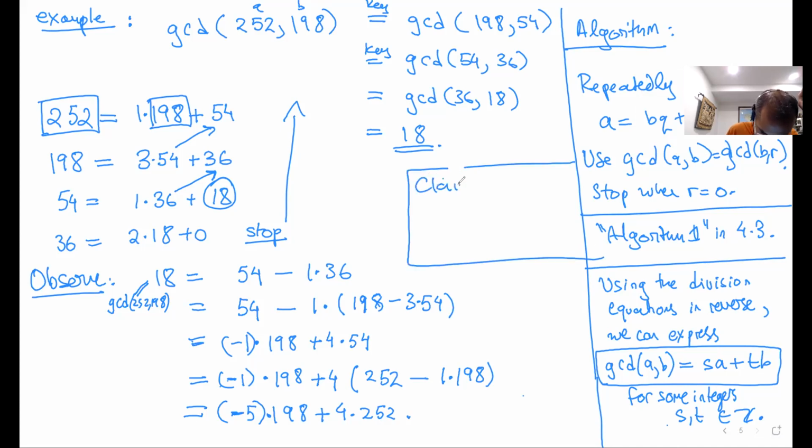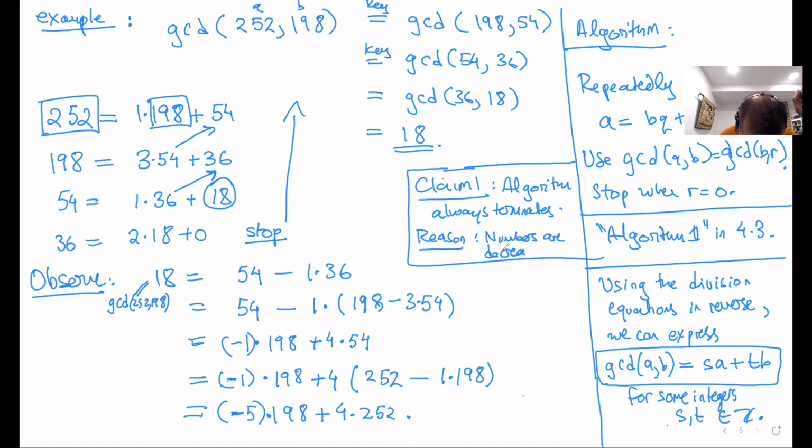So claim one is that the algorithm always terminates. And the reason is just the numbers get smaller. You can easily write a proof. And then claim 2 is actually so important that it has a name. It's called Bézout's theorem. So I'm going to write it on the next page.